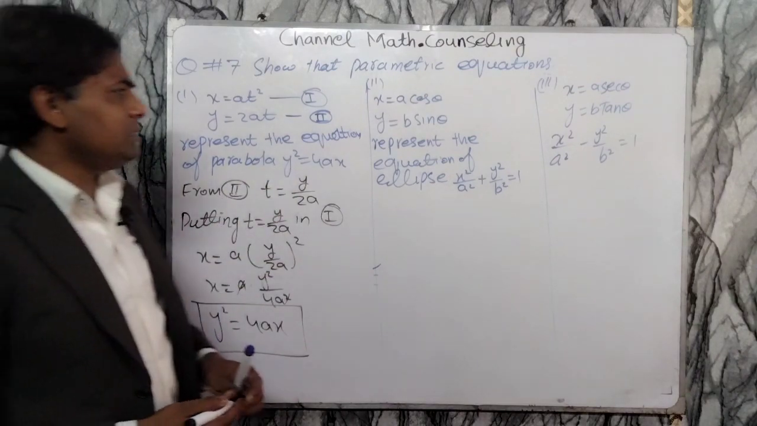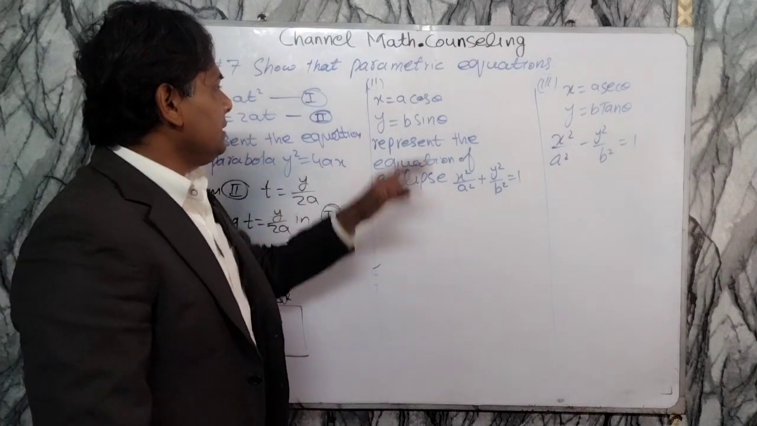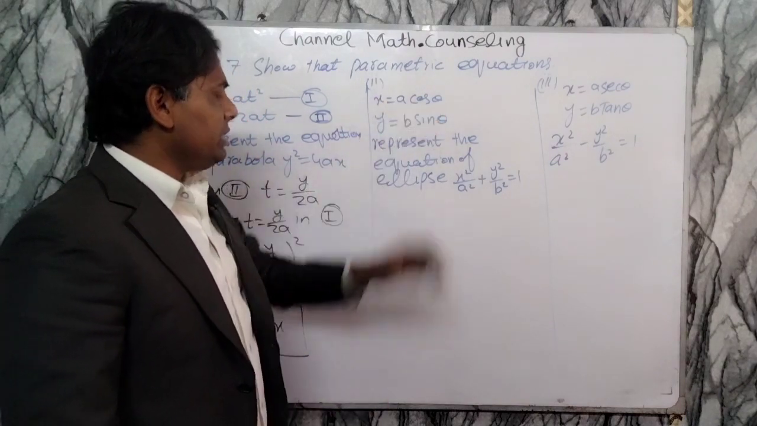Now come to this one. The second part: x is equal to a cos theta.